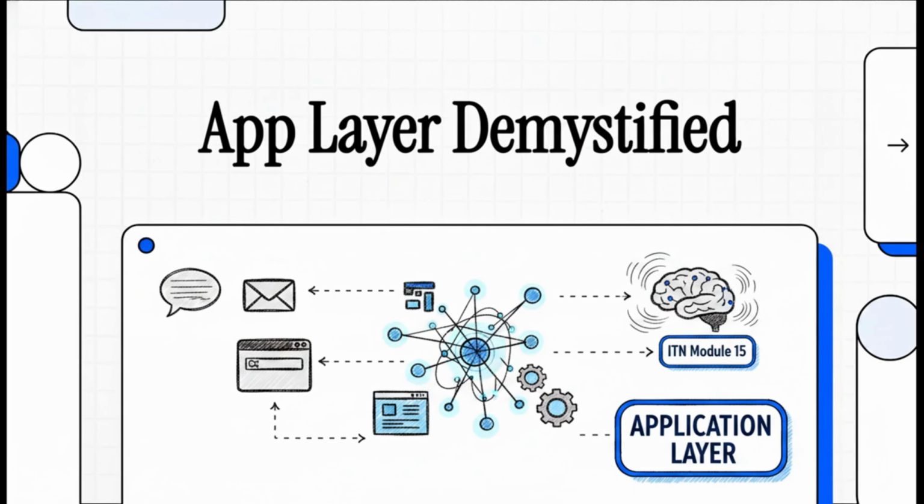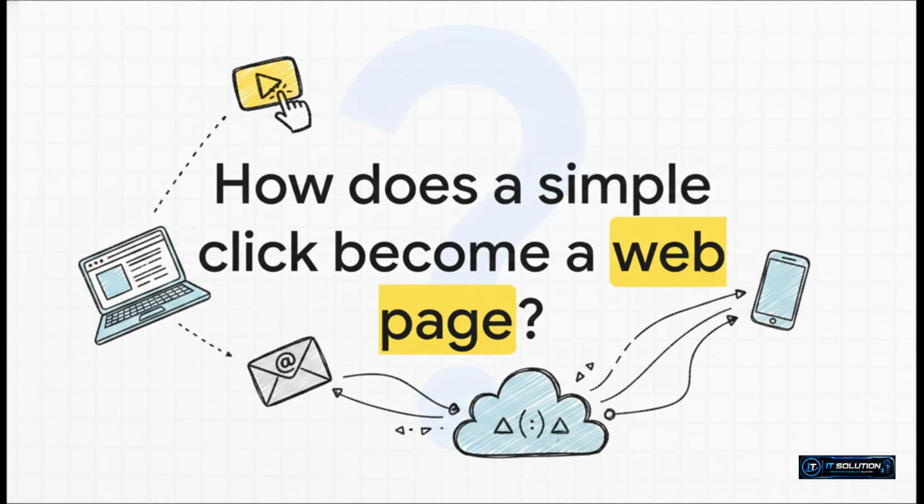All right, let's dive right into this explainer and demystify the unseen network layers that literally make our digital world function. Every single day, you use applications to communicate, browse the web, send emails, you name it. But there is a massive, invisible engine running constantly in the background to make all of that happen. So today, we're focusing squarely on ITN Module 15, which is all about the application layer. It's something we completely take for granted, right?